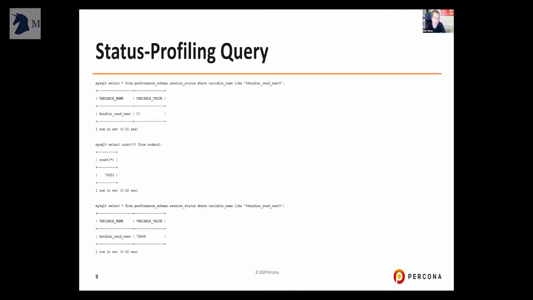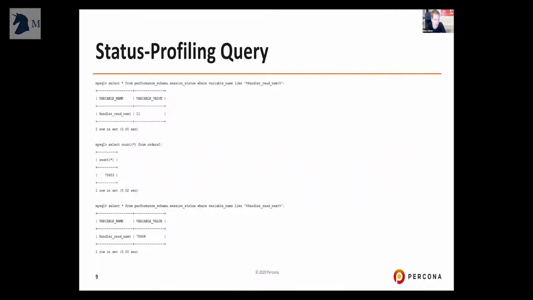How do we do that? Well, we can query their status counters before, run a query, and then look at the status counters afterwards. So in this case, I did the select count star on the table, and we can see what Handler_read_next was incremented by essentially as many rows as there are in this table, showing that query was executed through an index scan.